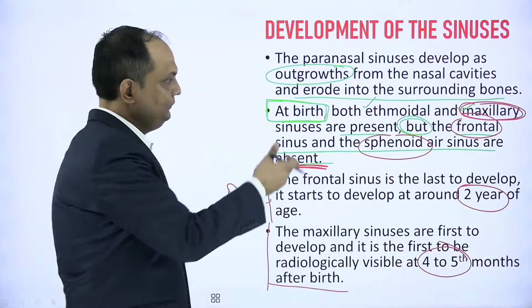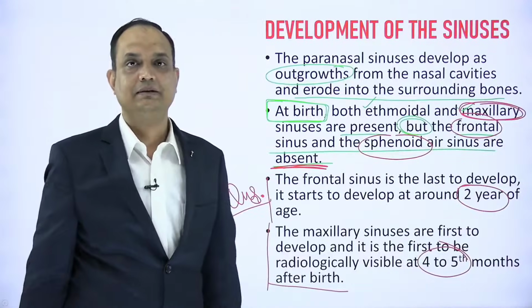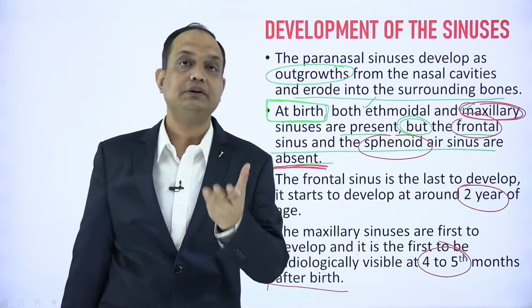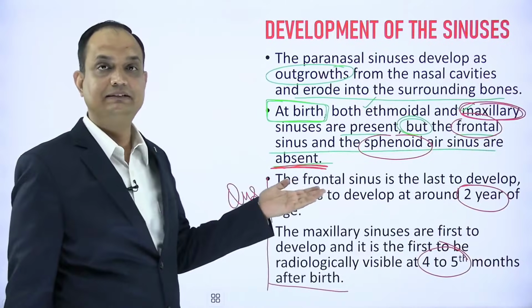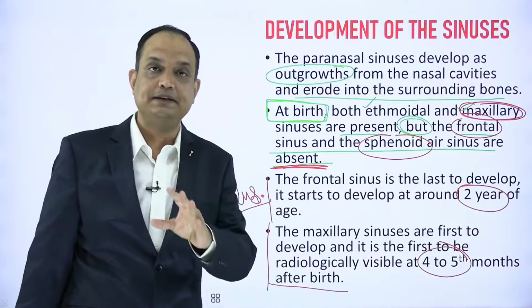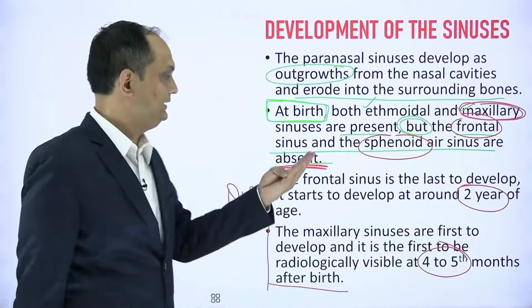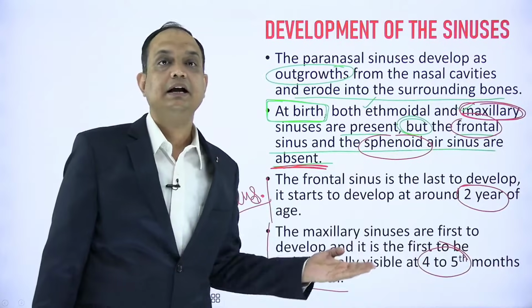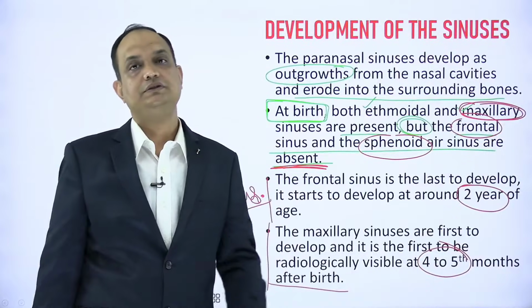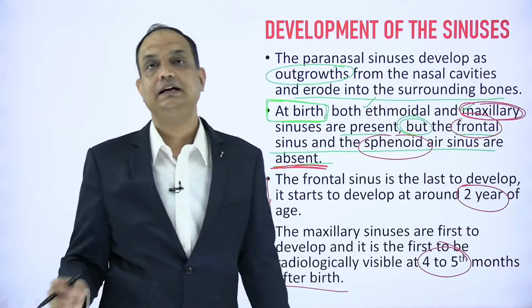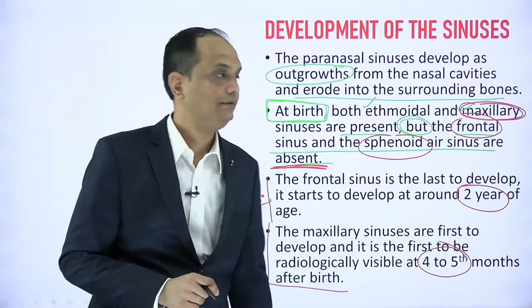So there are a few questions on this slide for your exam. First question: which sinuses appear first at the time of birth? Answer is the maxillary sinus. Which sinuses are absent at birth? Answer is the sphenoid and frontal sinus. At what age does the frontal sinus appear? Answer is the 2nd year. And which is the first sinus to appear radiologically? Answer is again the maxillary sinus, at around the 5th month of life.